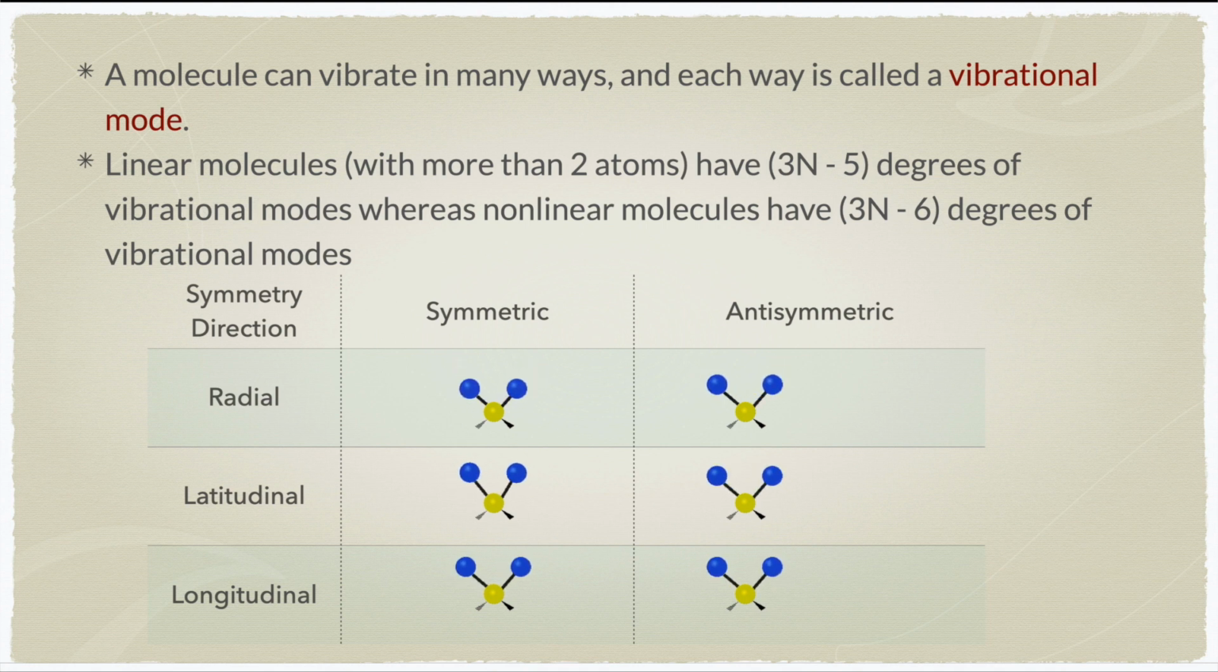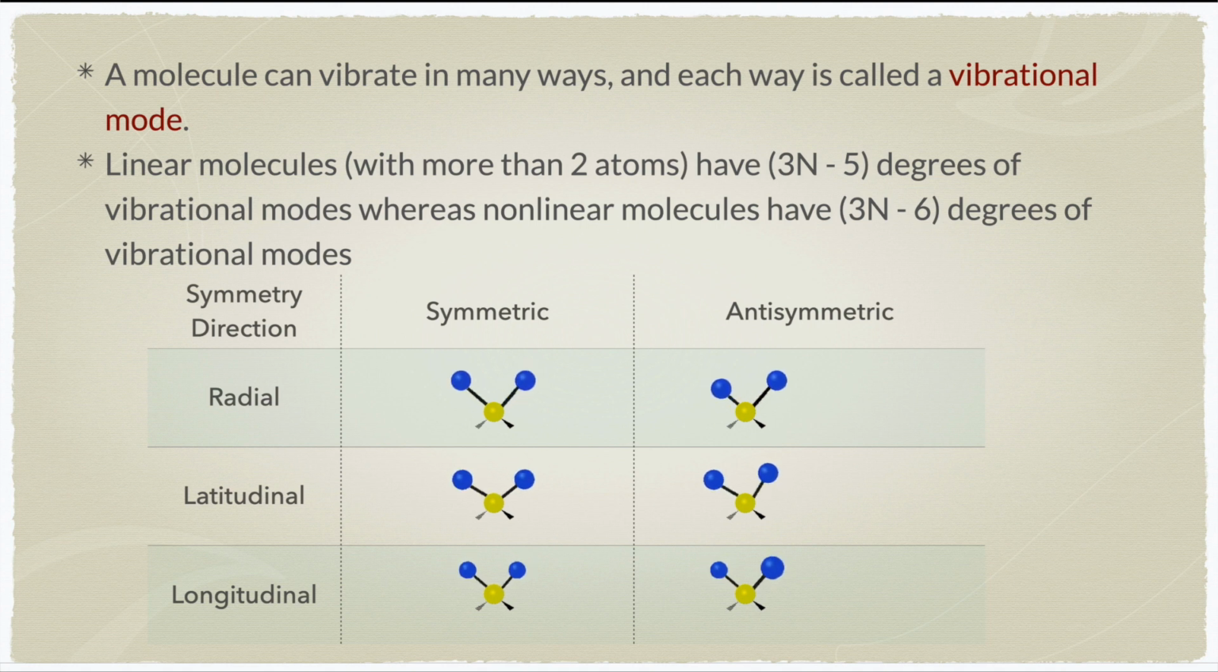In general, all linear molecules can have 3n-5 degrees of vibrational modes. So this is only for those molecules with 3 or more atoms. They have 3n-5 degrees of vibrational modes, whereas non-linear molecules like water have 3n-6 degrees of vibrational modes. Now here I have an example of the possible vibrational modes.